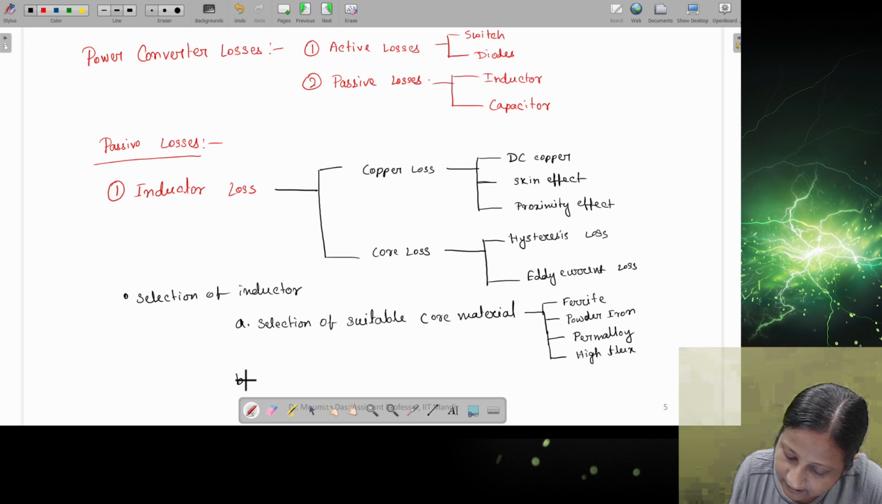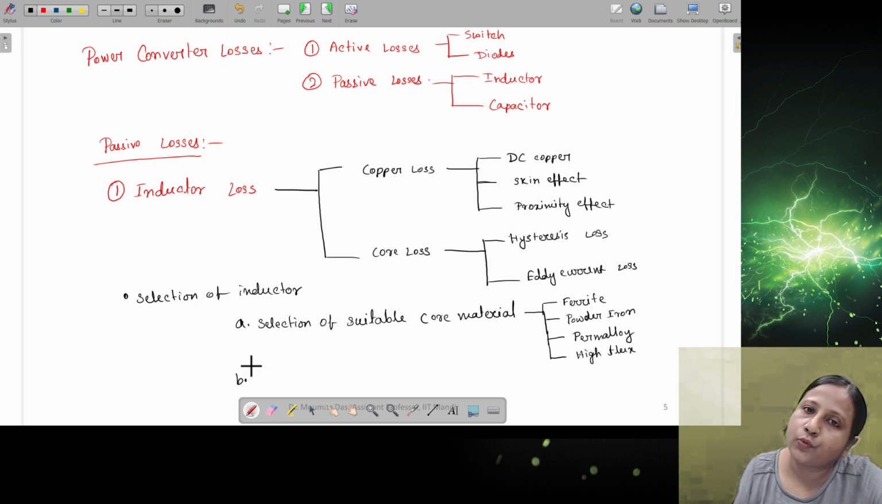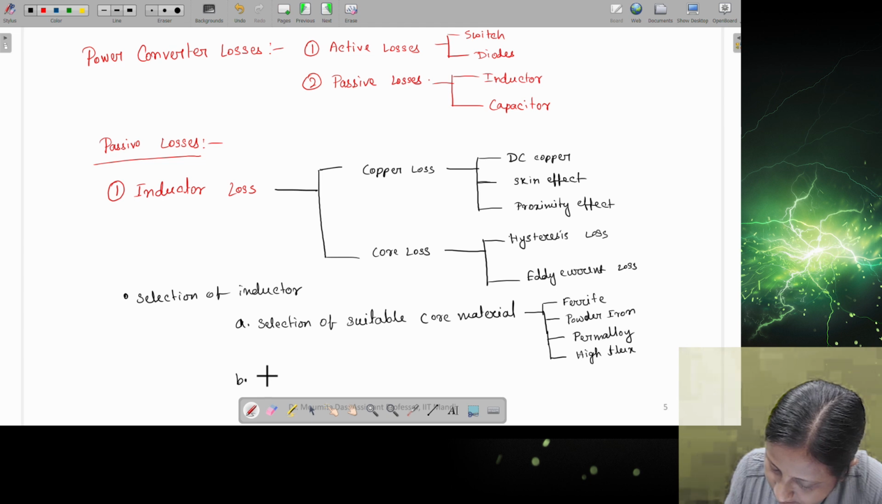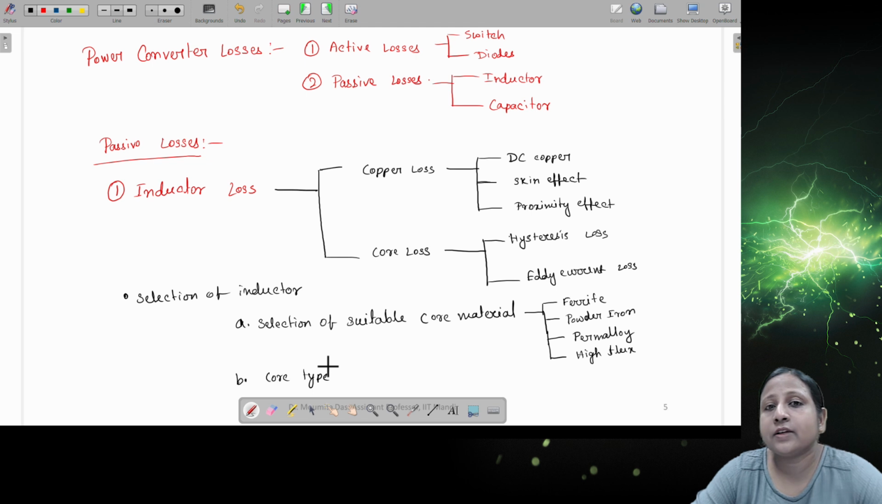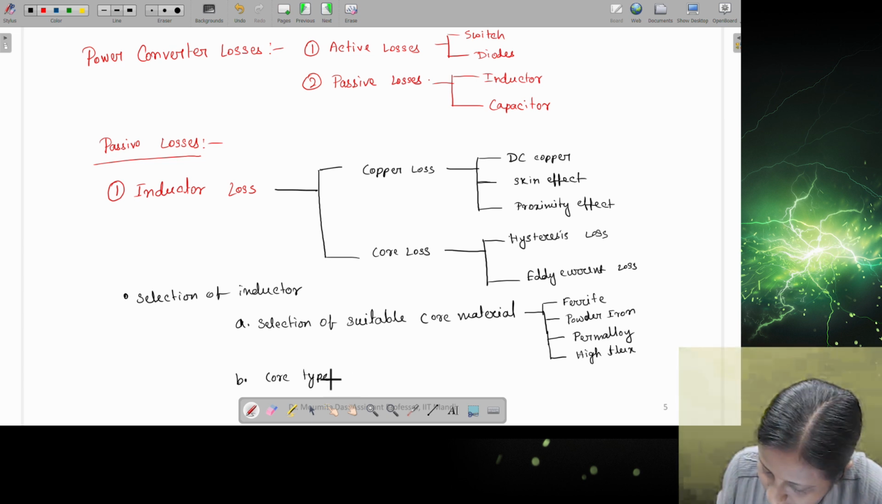The second thing is the selection of the core type. What kind of core you will be selecting, that is, the shape of the core. There are core shapes available like E shape, U shape, then pot core. There are also integrated kinds of magnetic cores available. So based on the different core types, you can select a suitable core for whatever application you are considering. This you need to consider.